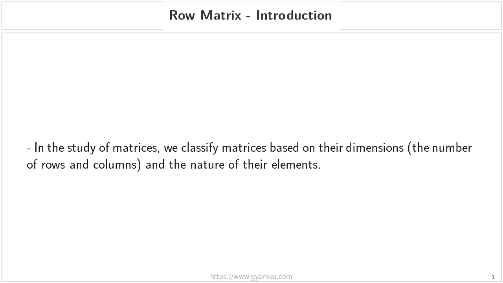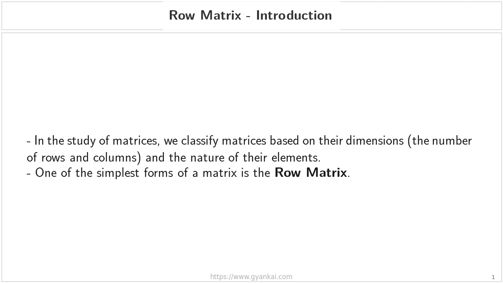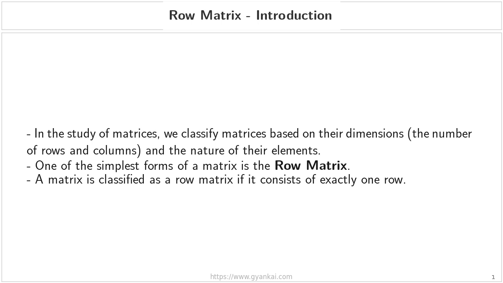Hello everyone. Today we are beginning our lesson on matrices. To start, it is important to understand that in the study of matrices, we classify them based on two primary factors: their dimensions, which is the number of rows and columns they possess, and the nature of the elements stored within them. Among the various types of matrices you will encounter, one of the most fundamental and simplest forms is a row matrix. By definition, a matrix is classified as a row matrix if it consists of exactly one row.